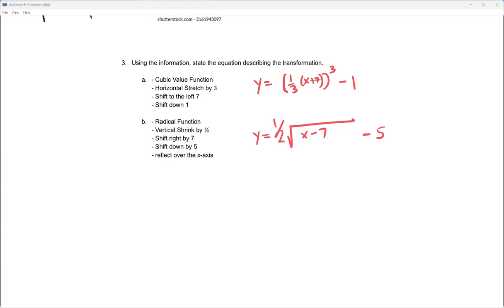1/2. My bad. But again, these mistakes, like I make them, so you're gonna make them too, so just be humble about it and just go, okay, you gotta be aware of this, okay? And then what else? What was the last part? Reflect over the x-axis, where does it go? Negative 1/2, good job. So let me rewrite it. Y is equal to negative 1/2 radical x minus 7, and the minus 5 has to be outside of the radical.